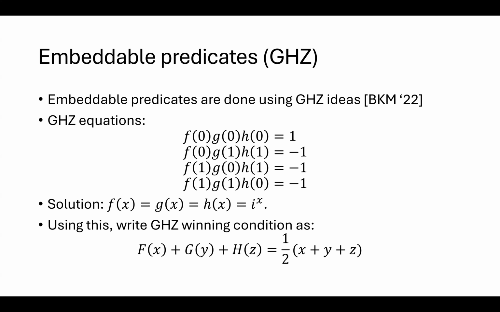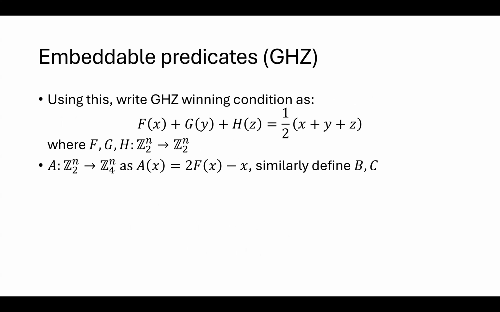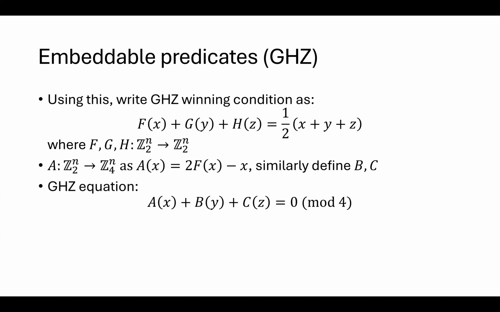Now remember, the GHZ winning condition was f(x) plus g(y) plus h(z) is 1/2 of x plus y plus z, where these are functions from Z mod 2 to the n to Z mod 2 to the n. Now, multiply the previous equation by a factor of 2 and subtract the x over. This defines functions a(x), b(y), and c(z), but now from Z mod 2 to the n to Z mod 4 to the n, because I've multiplied the whole equation by 2. So the GHZ equation becomes a(x) plus b(y) plus c(z) is 0 mod 4.